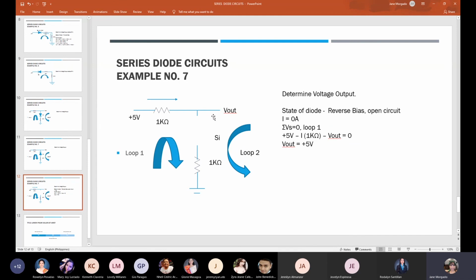However, if you're going to measure this using VOM, magtatap ka dito ng positive, magtatap ka ng negative, may mamimeasure ka dyan na voltage, which is equal to the supply. Bakit? Kasi walang current, therefore, walang voltage drop across resistors. Kaya yung mamimeasure mo is equal to the supply.